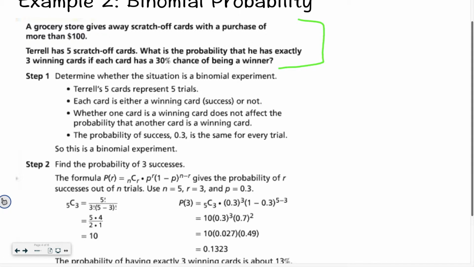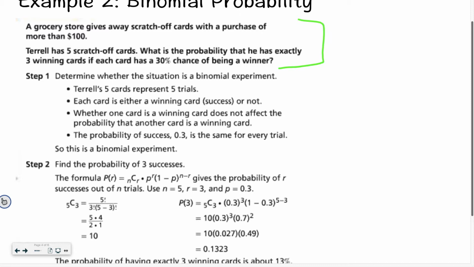Now, let's talk through the steps on how to solve this. Step 1: is this something that can be solved using a binomial probability? First of all, Terrell has 5 cards, and they represent 5 trials, 5 times of trying to win. Each card is either a winning card or not; there's no in between. And whether one card is a winning card does not affect whether another card is a winning card. These are all things that have to be true in order for it to qualify for binomial probability. And then we have the probability of success is the same for every trial.